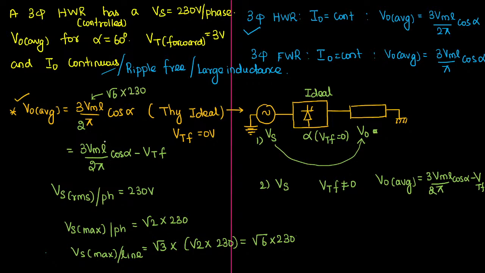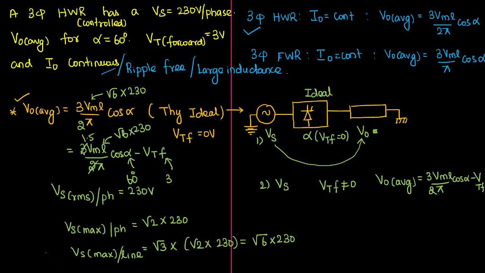Okay sir, here you can substitute root 6 into 230. What is the expected value of alpha? I think it is 45. No, 60 degrees. Then thyristor forward voltage is also given, that is 3 volts. Shall we reduce this expression? Yeah, it is very easy now. Now you can take, see, you can cancel it. It will be equal to 1.5, right?